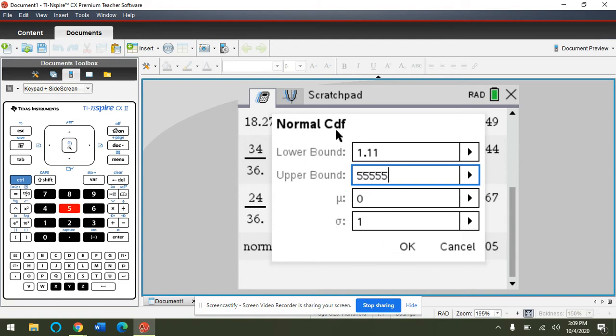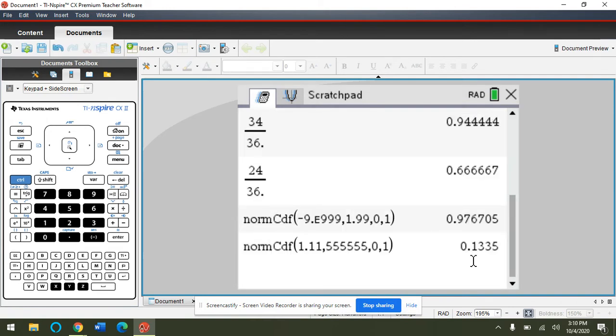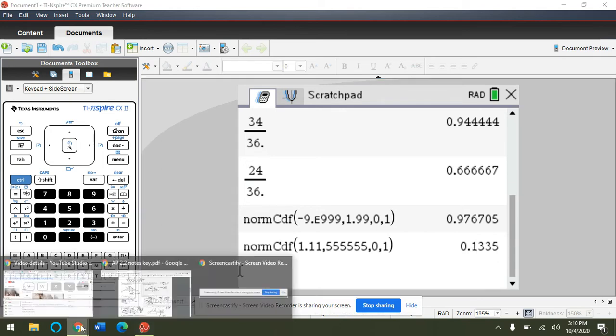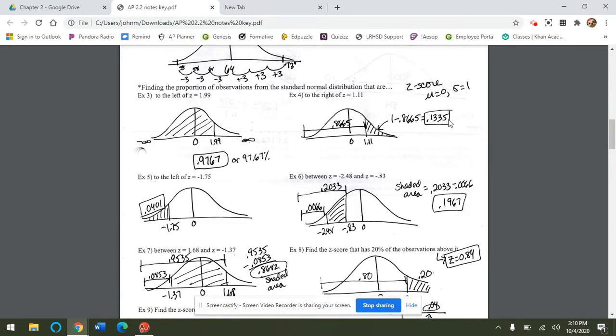So I'm going to pick a big number. I just pick 55555, right? Or 4,000. Compared to 1, 4,000 is huge. Yes, I know it's not infinity, but it's a huge number. Okay, compared to 1. My mean is 0. My standard deviation is 1 because this is a z-score. I press OK. Notice 0.1335. Our answer last time was 0.1335. What the calculator does is the calculator takes care of, do I need to subtract or not? It does that for you and just gives you the final answer. And that is what's really cool.